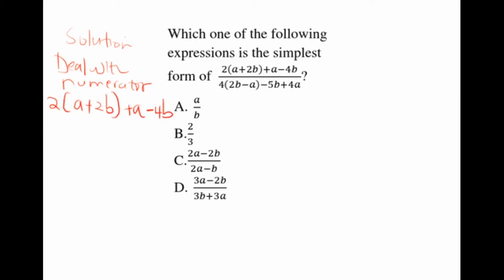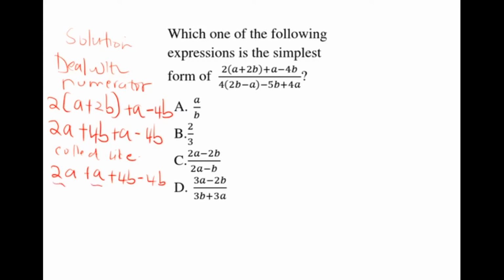We can now open the brackets. 2 times a will give us 2a, plus 2 times 2b to give us 4b, plus a minus 4b. We can now collect like terms together. Our like terms here, we have 2a plus a plus 4b minus 4b. 2a plus a will give us 3a, plus 4b minus 4b. 4b minus 4b will give us 0.